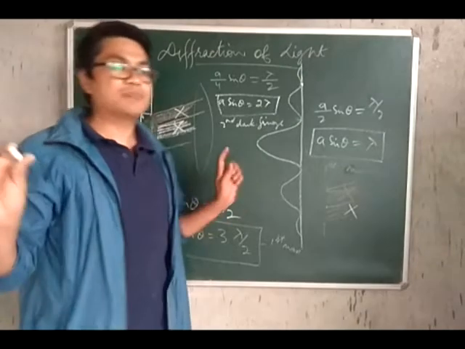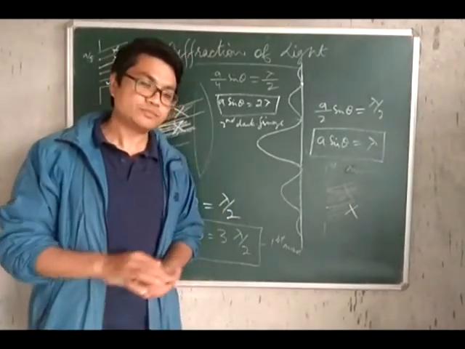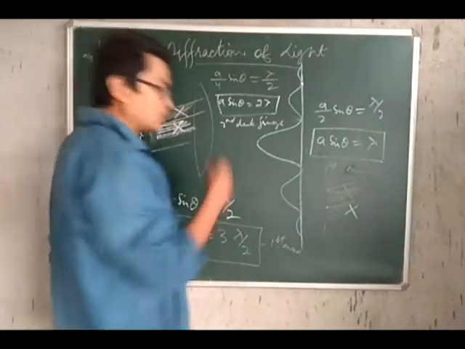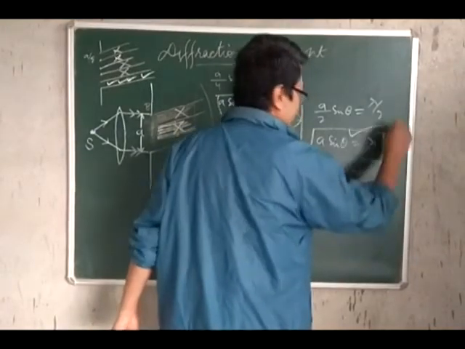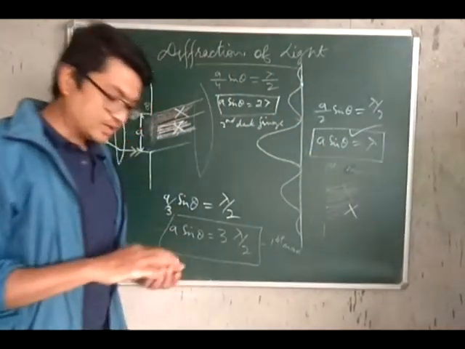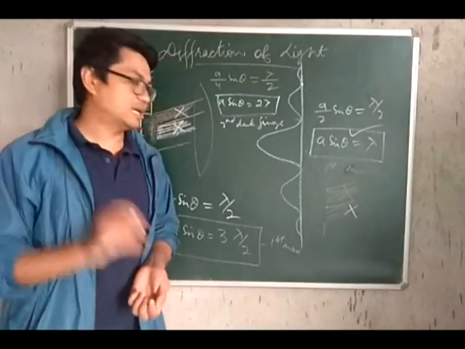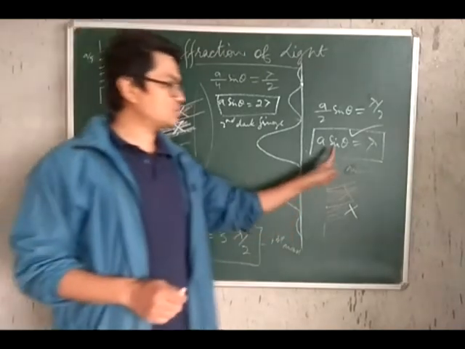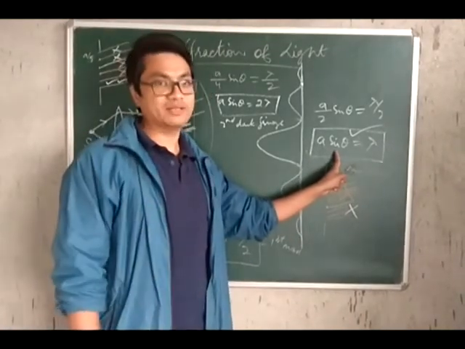But that is absolutely not needed. What you only need to remember is this equation. That is the condition for the first dark fringe, because based on this, you will get numericals.